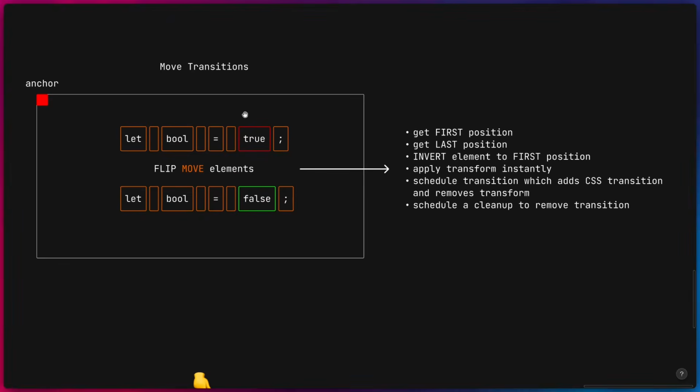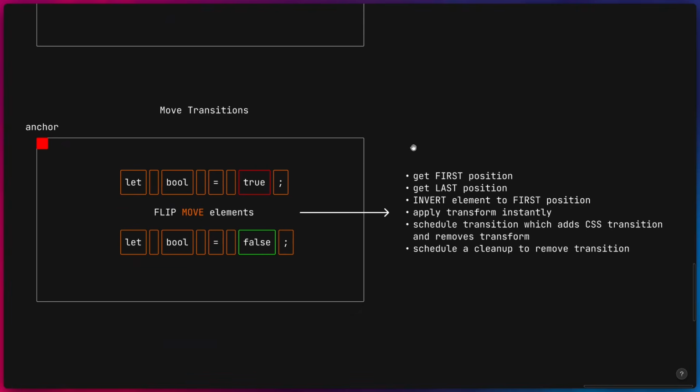And for the move transitions, we're going to use the FLIP animation technique. So for every token, we're going to get the first position, the last position, and then we're going to invert the element to the first position. We're going to apply a transform instantly, and then we're going to schedule the transition, which is going to add the CSS transition, and then remove the transform to play the transition. And then we're going to schedule a cleanup to remove the transition.